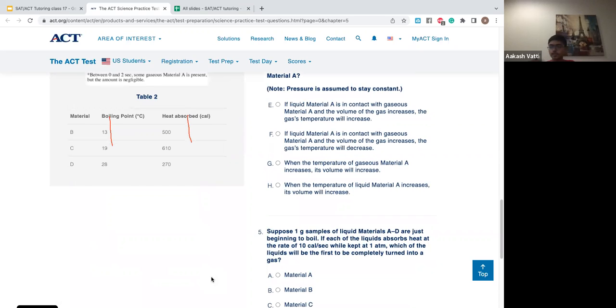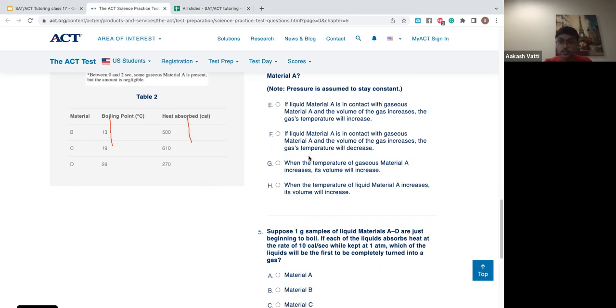For F, again, same reasoning. That doesn't match with what I just said, and the temperature just remained constant. That's really all I can say to that.